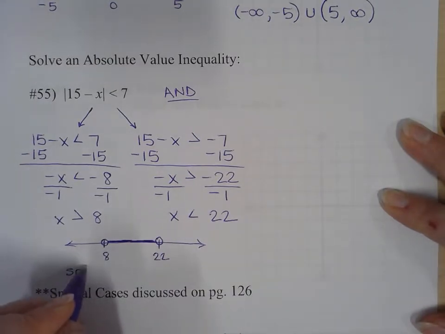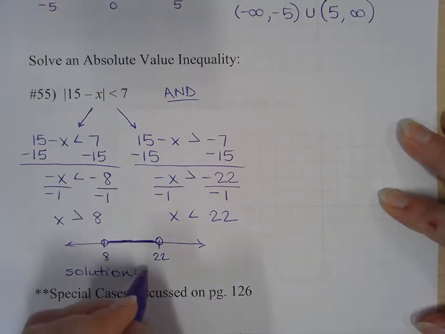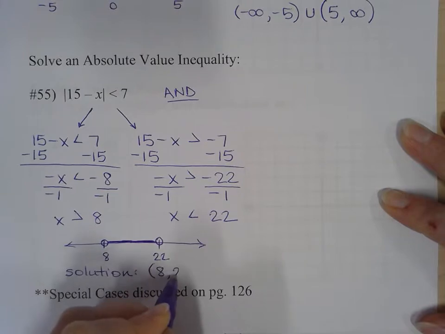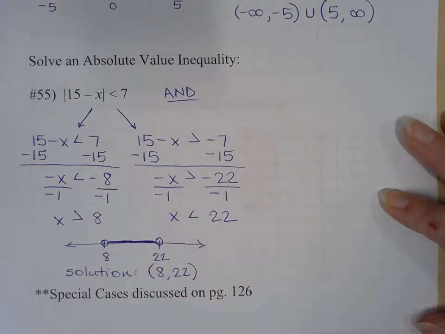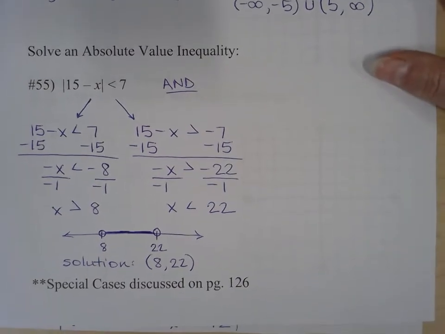My final answer here will be the interval notation from 8 to 22. Because I don't have the equals bar, again, I'm going to be using the round parentheses.